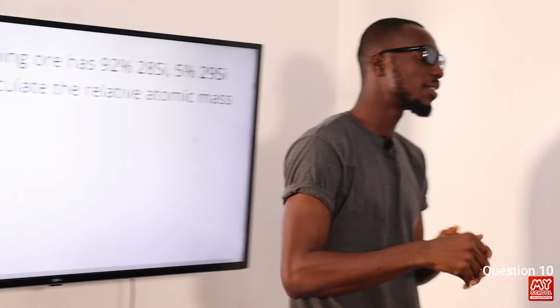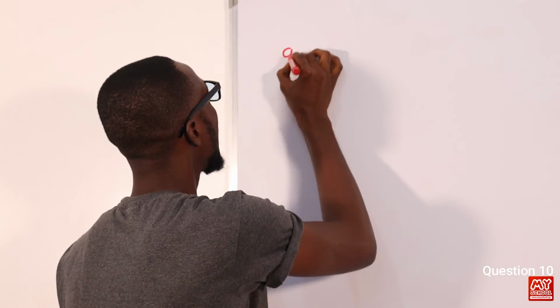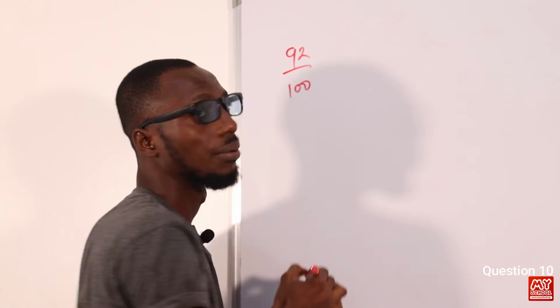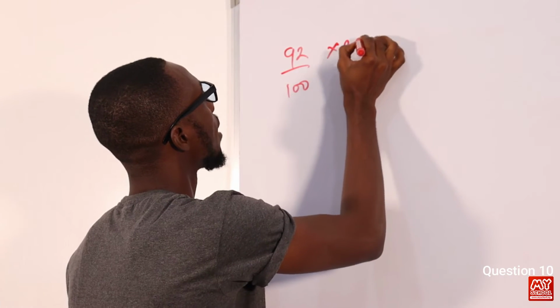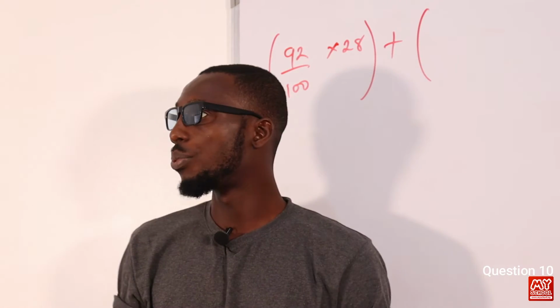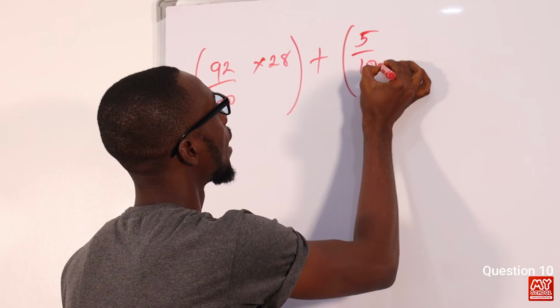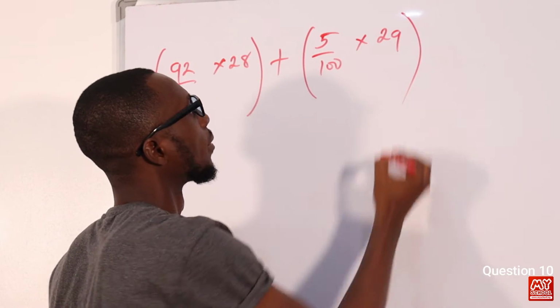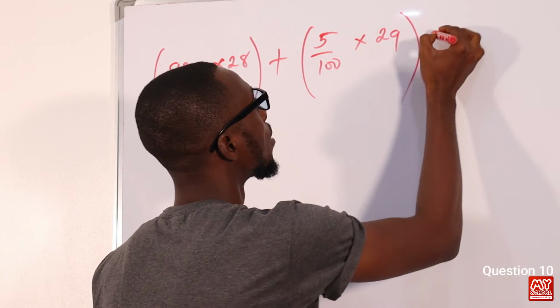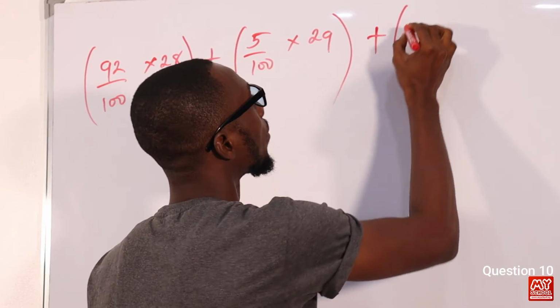For the relative atomic mass, we take the percentage for each isotope times its mass. The first one we are given 92% and 28, so that will be 92 over 100 times 28. We add it up. The next isotope is 5% and 29, which is 5 over 100 times 29. Then the last we have 3% and 30.